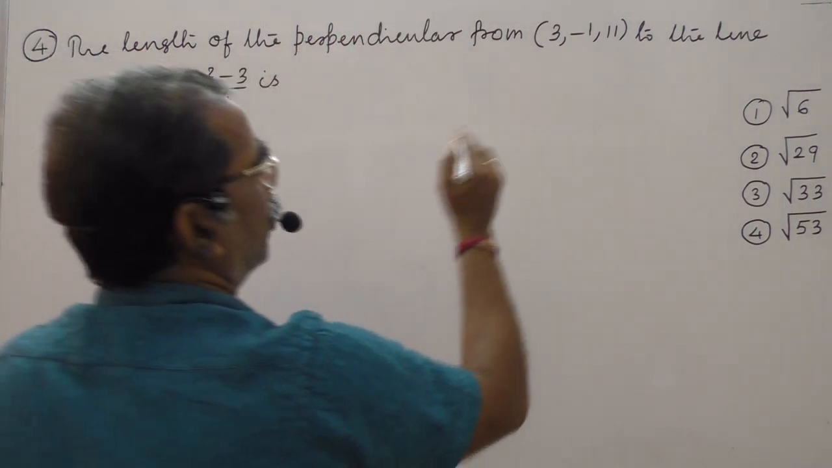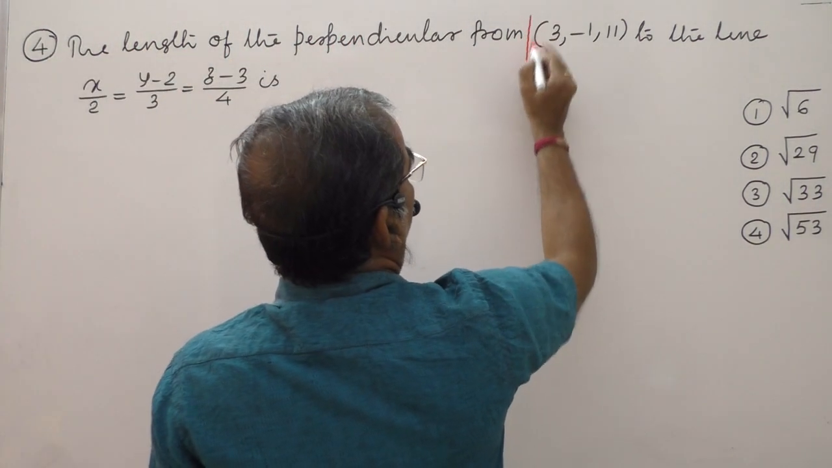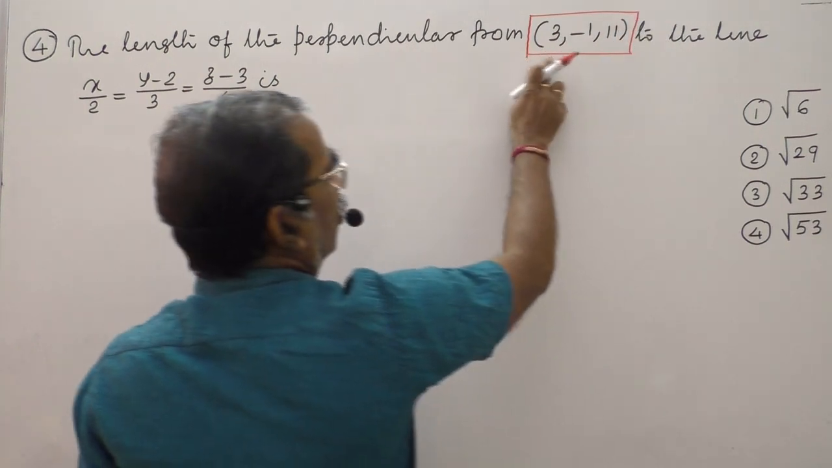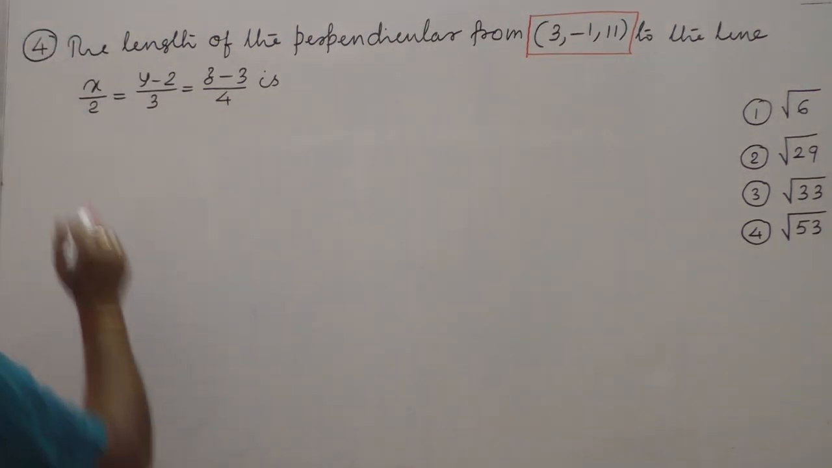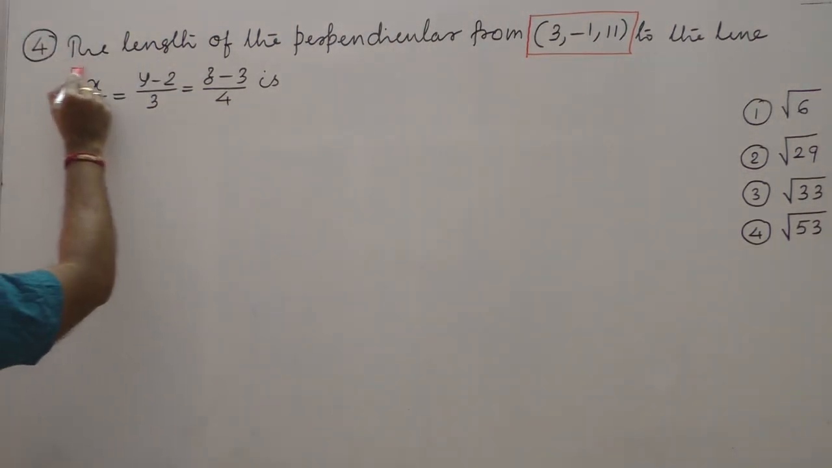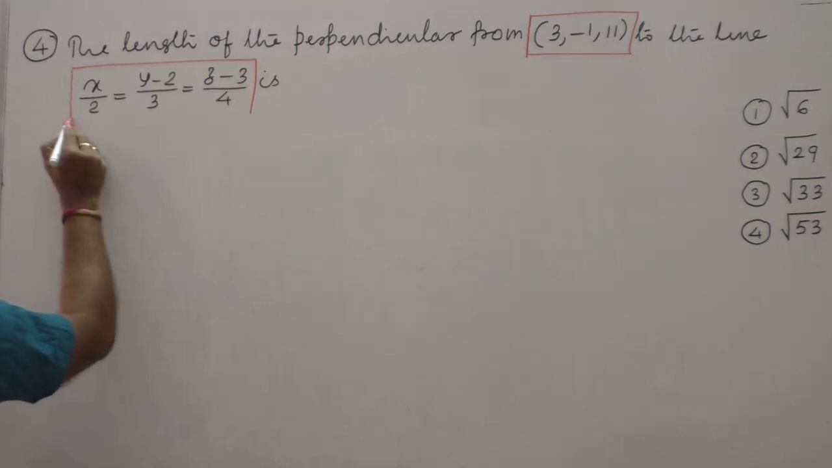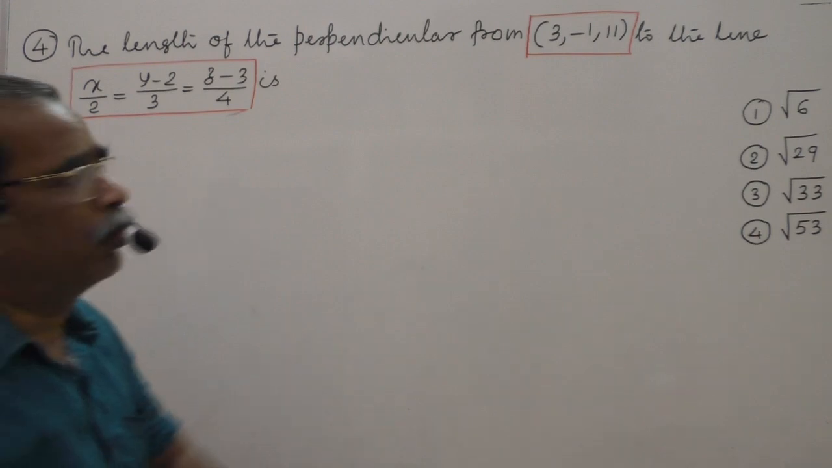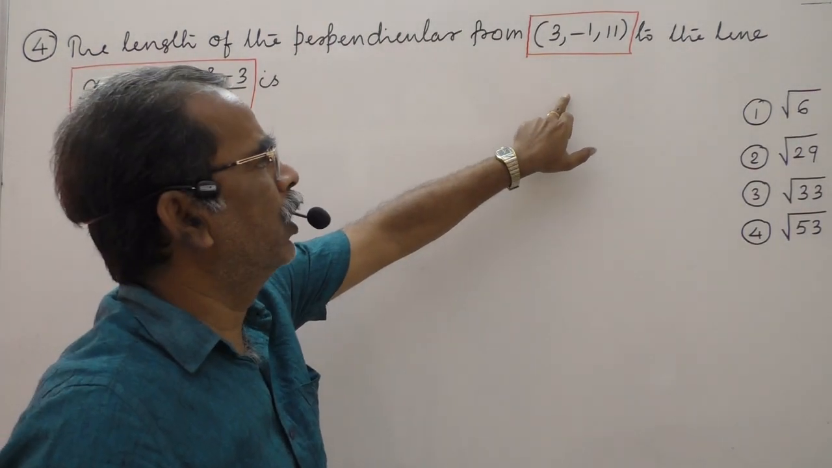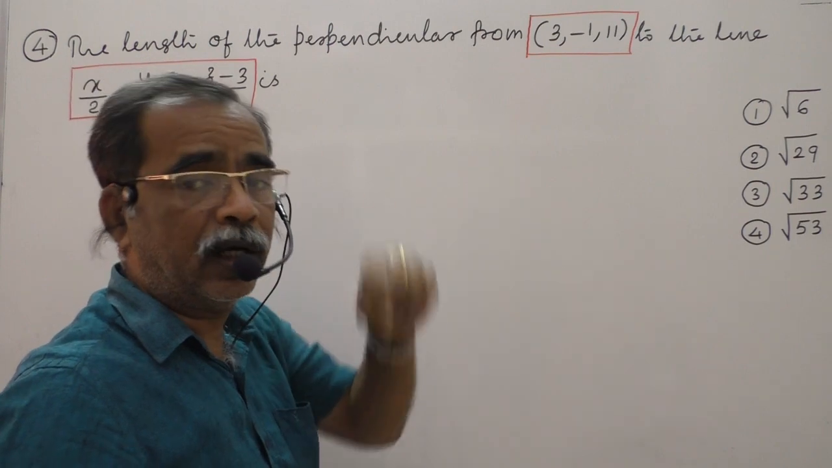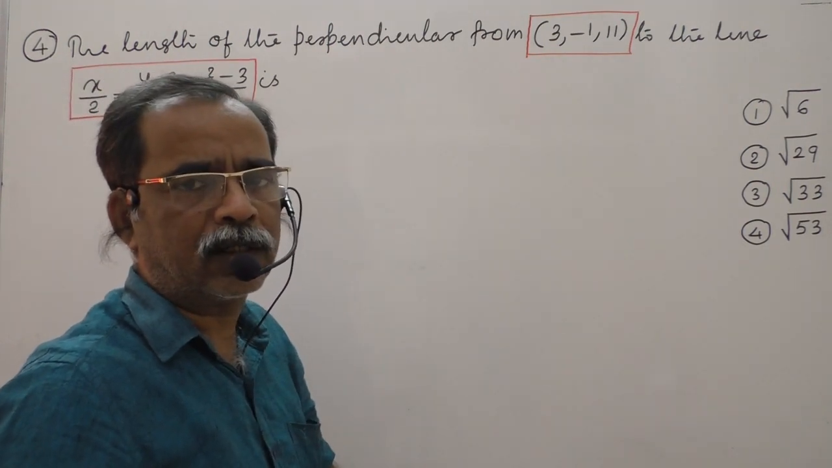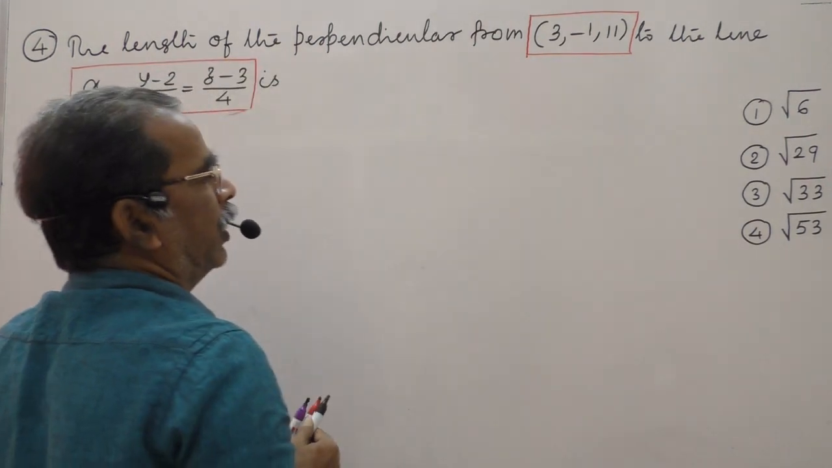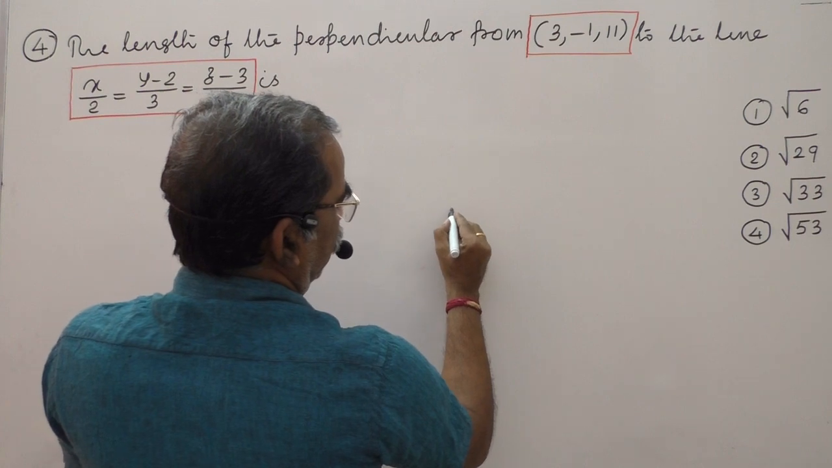The length of the perpendicular from the point 3 comma minus 1 comma 11 to this line. This question will be there in planes also. Perpendicular distance, length of the perpendicular from a point to a plane, there it is very simple: just mod of ax1 plus by1 plus cz1 plus d by root over a square plus b square plus c square. But here you please see.